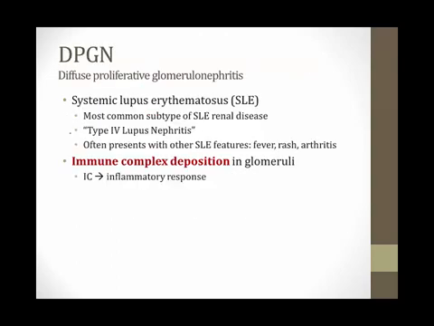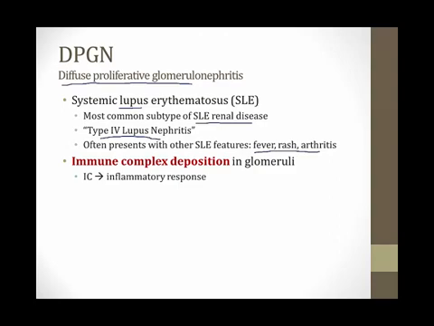Our next cause of the nephritic syndrome is diffuse proliferative glomerulonephritis. This is seen in patients who have lupus. This is the most common subtype of lupus renal disease. It's called type 4 lupus nephritis. And in terms of recognizing this in a board question, you should be aware that it will often present with other features of lupus like fever, rash, or arthritis.